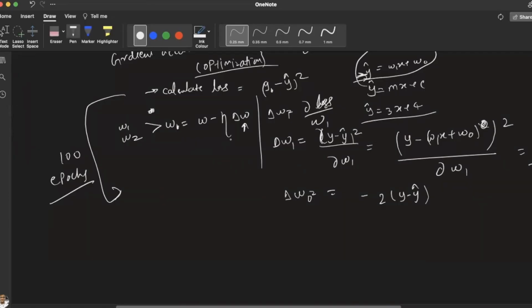There is one term you might be seeing that is new. This is eta. What is eta? Eta is called the learning rate.